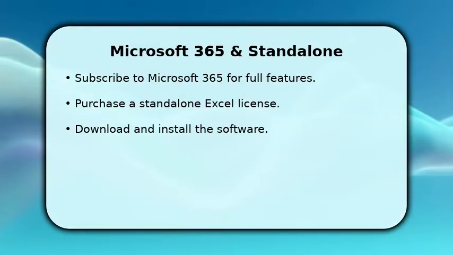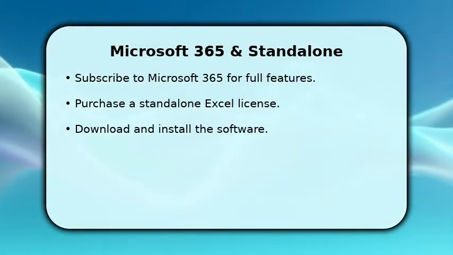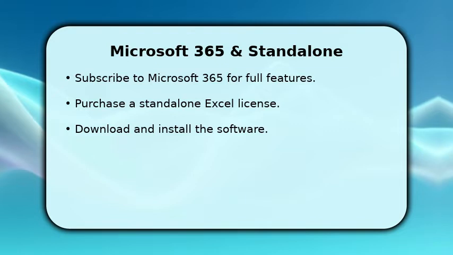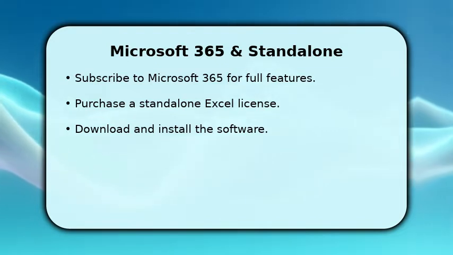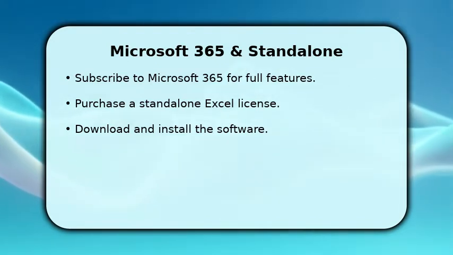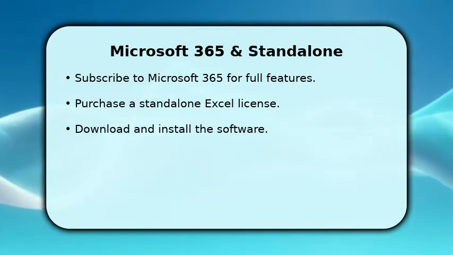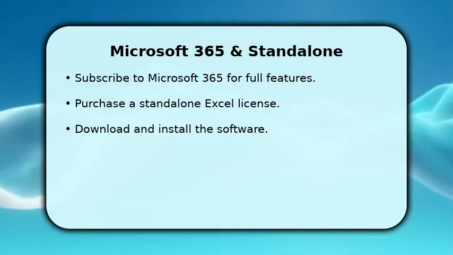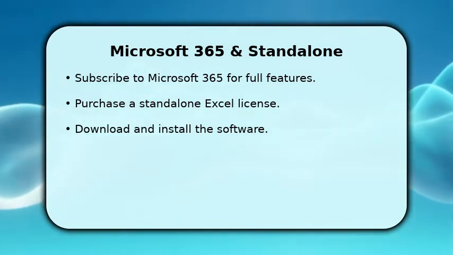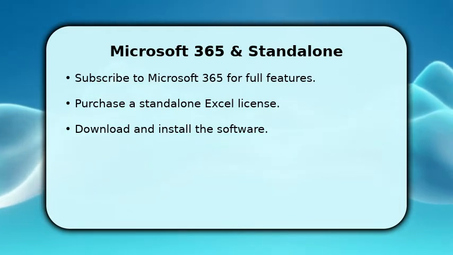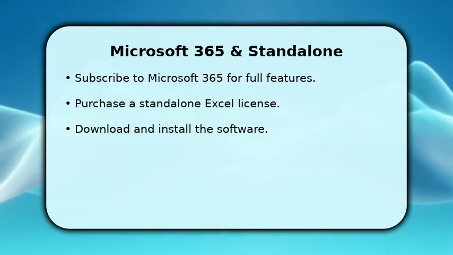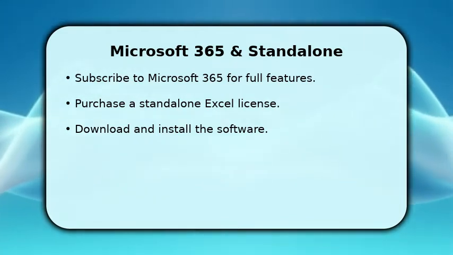For the most comprehensive experience, a Microsoft 365 subscription provides Excel along with other Office applications. This typically involves a monthly or annual fee. Alternatively, you can buy a standalone Excel license with a one-time payment. After purchase, you will download the software from the official Microsoft website and then activate it using your unique product key to unlock full functionality.